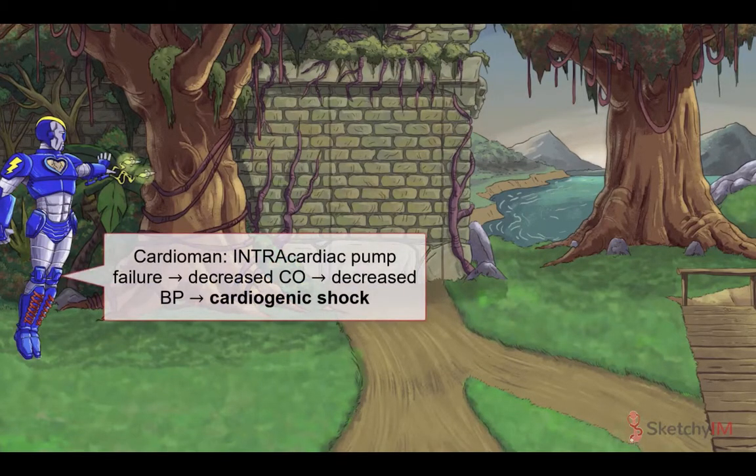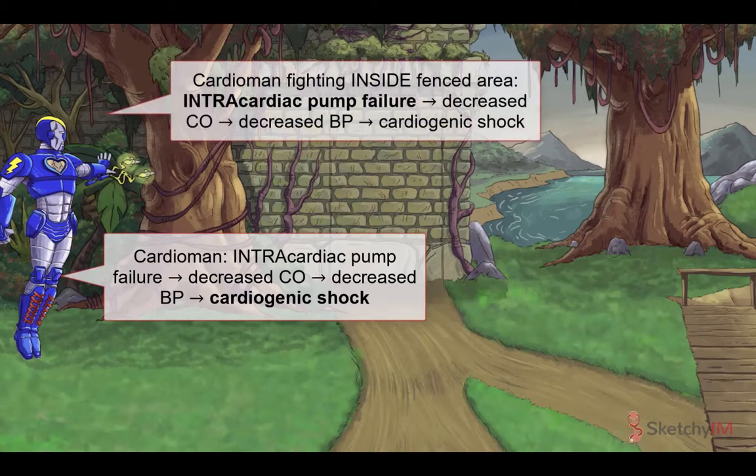Cardiogenic shock results from intracardiac causes of pump failure, which is why Cardio Man is fighting inside the fenced area of Hypoxosis compound. As you might expect, pump failure of any sort leads to decreased cardiac output, hypotension, and shock. The different causes of cardiogenic shock are broken up into three major categories: cardiomyopathic, arrhythmic, and mechanical.